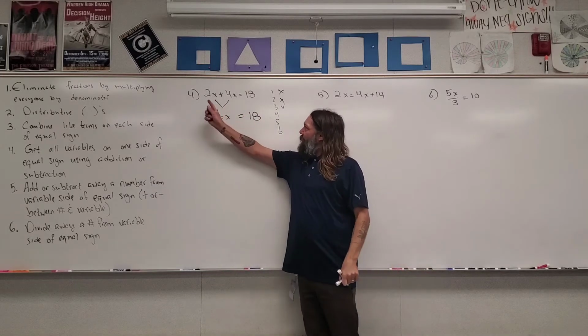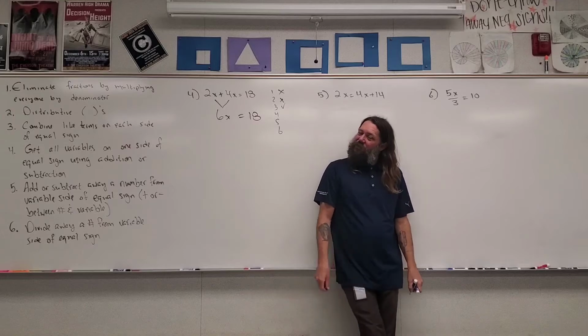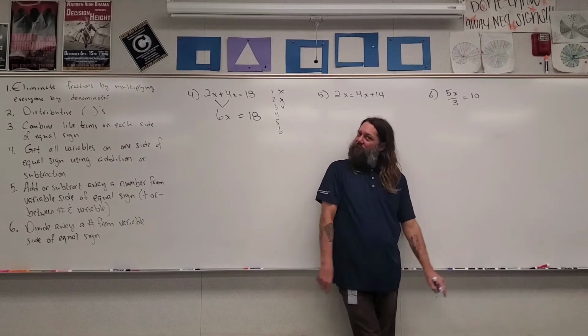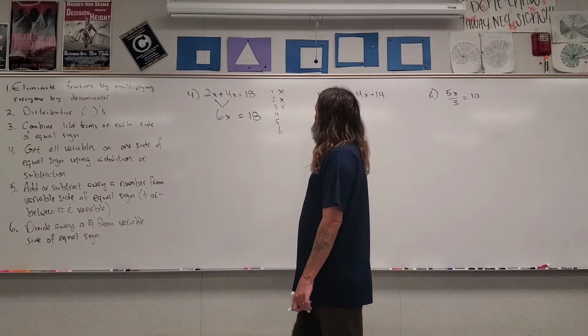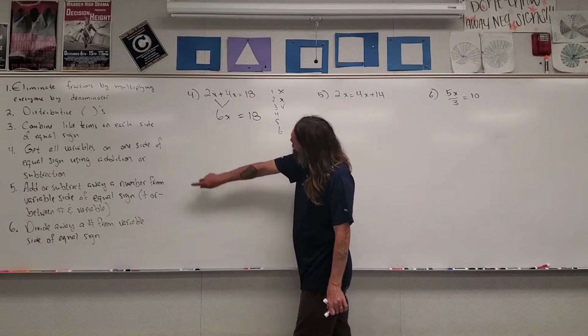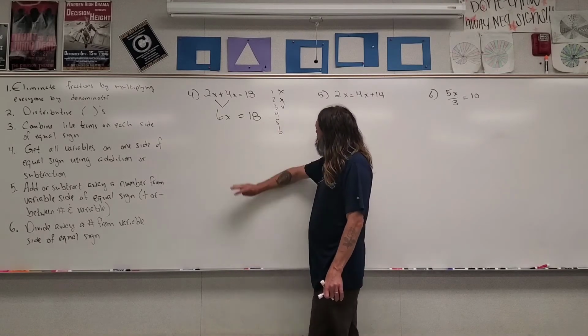Notice I just put them together as they are. I didn't change the signs. You change the signs when you're moving them to the other side of the equal sign by adding or subtracting. All right. Step 4. Can I get all variables to one side of the equal sign using addition or subtraction?